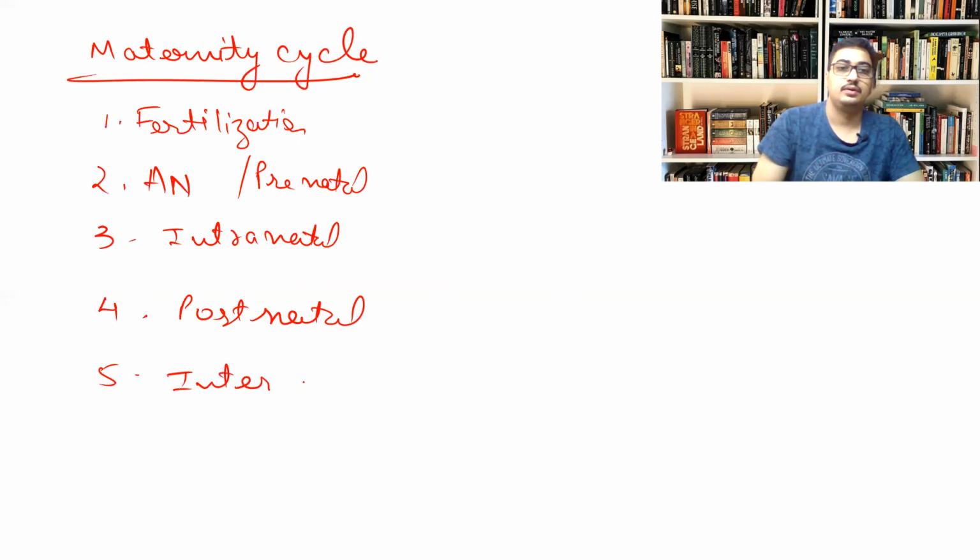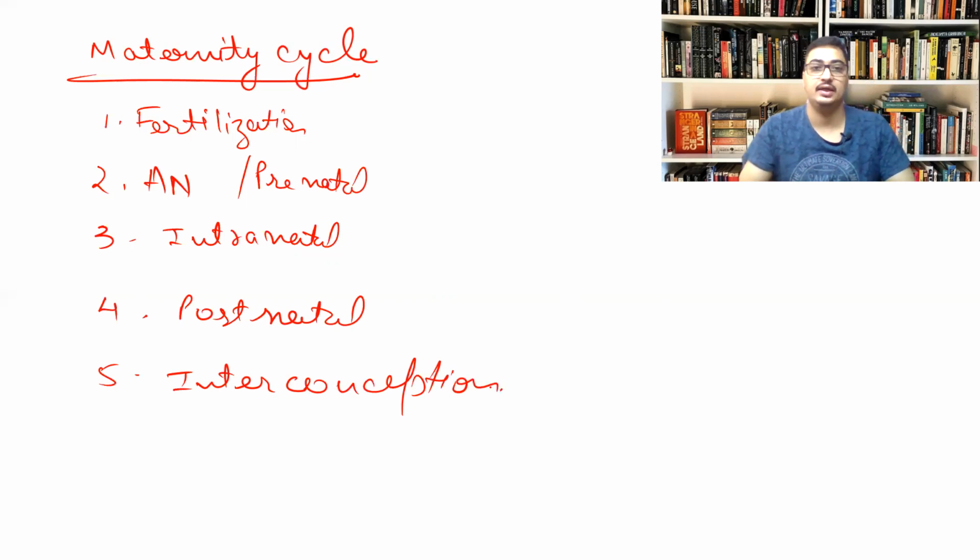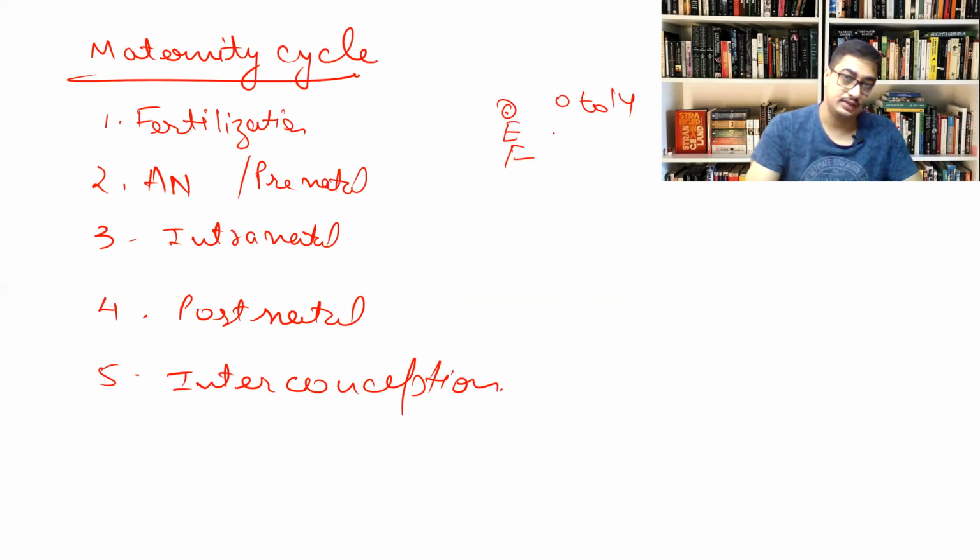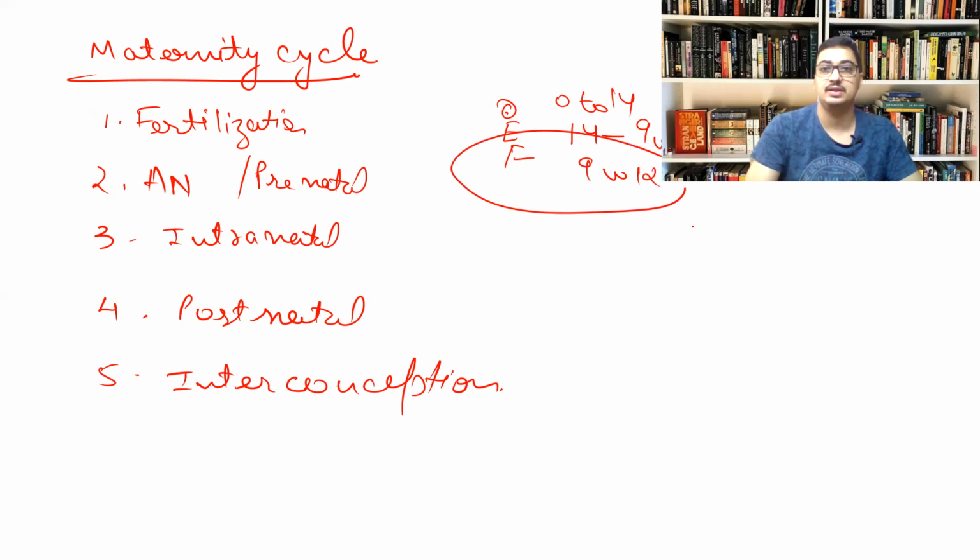So there are five elements to the maternity cycle: fertilization, antenatal care, intranatal care, postnatal care, and interconception period. Now we should know certain time periods. For example, fertilization. If we say the ovum is released, so what is ovum? What is embryo? What is fetus? So ovum is from 0 to 14 days. Then after fertilization it becomes embryo, and embryo is from 14 days to 9 weeks, and from 9 weeks onwards it is fetus. You remember this, 9 weeks onward we have fetus.